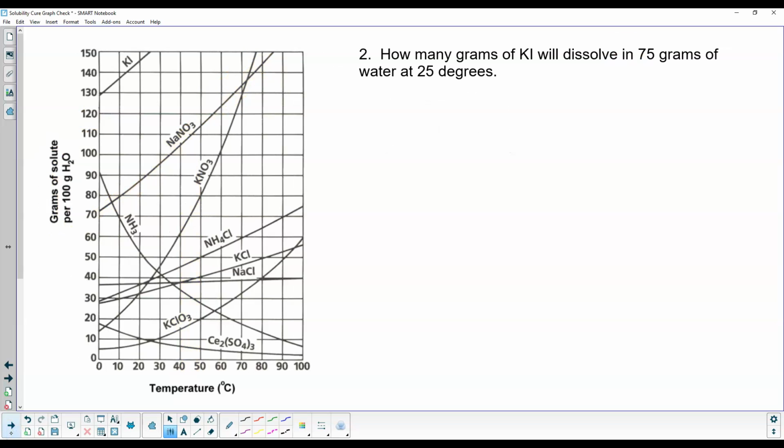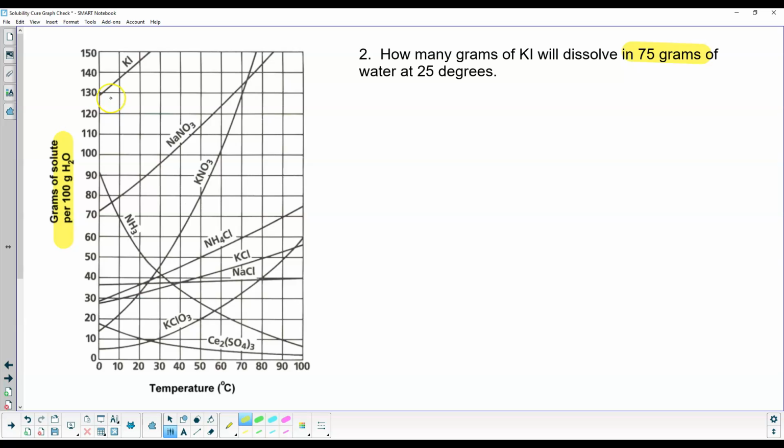Okay, next one. I want to know how many grams of potassium iodide will dissolve in 75 grams of water at 25 degrees Celsius. So once again, we need to look at this. Here's our highlighter. This time, this isn't going to work because this is a different quantity, so we don't have the same amount of water. But honestly, it's not that difficult. All we have to do is make a proportion, and I'll show you how to do that.